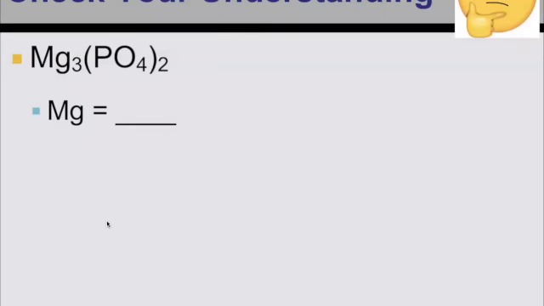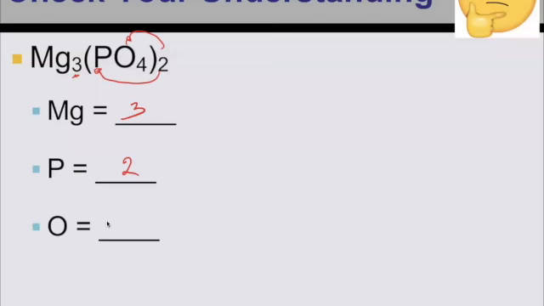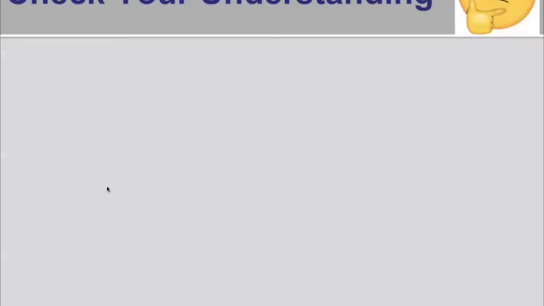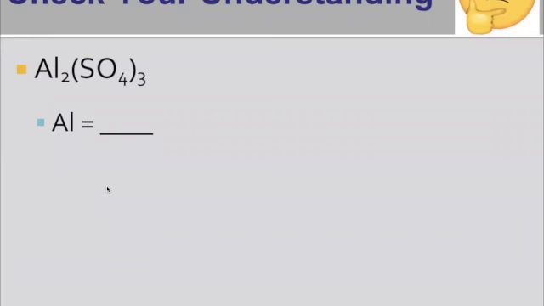How many of each? How many magnesium? Well, that's 3. How many phosphorus? That 2 applies to the phosphorus and to the oxygen, so it's going to be 2. How many oxygen? 4 times 2, 8. Same thing here. How many aluminum? How many sulfur? How many oxygen? Take a minute to do it by yourself. 4 times 3, 12.